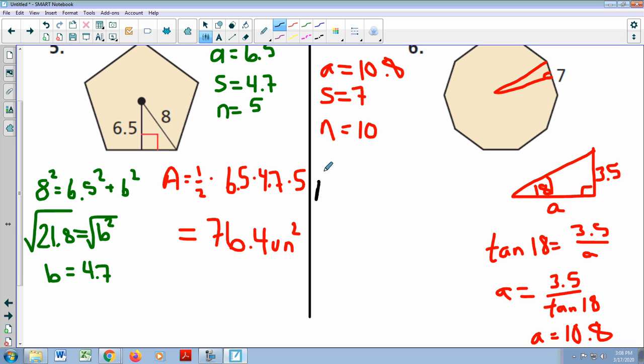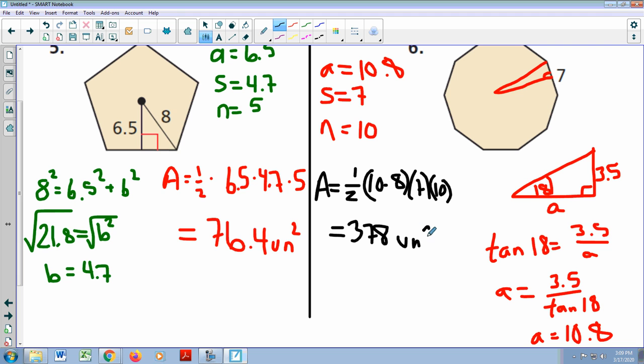So now I can find the area. Area equals 1/2 a, so 10.8 times my side length, which is 7, times my number of sides, which is 10. So 0.5 times 10.8 times 7 times 10. So this is 378 units squared. 378 units squared.